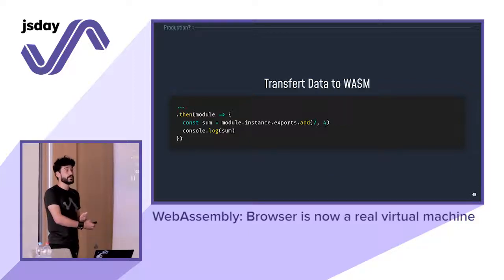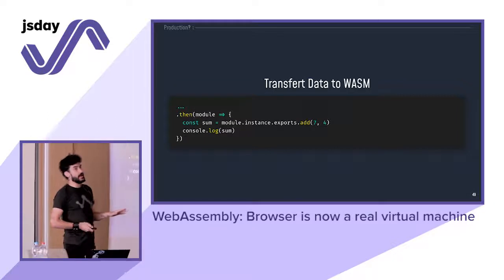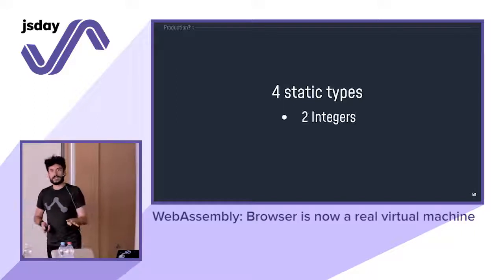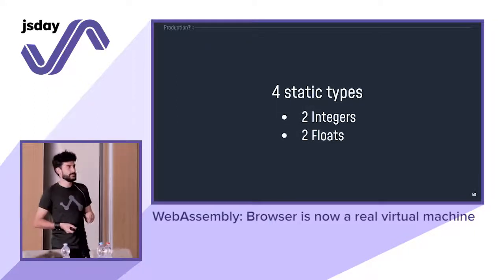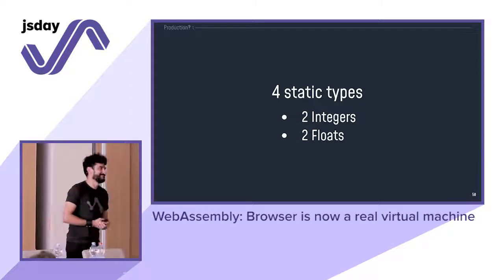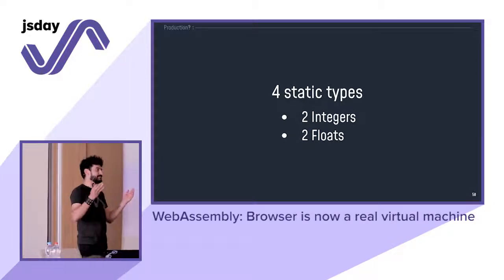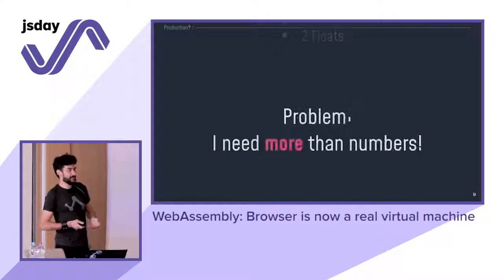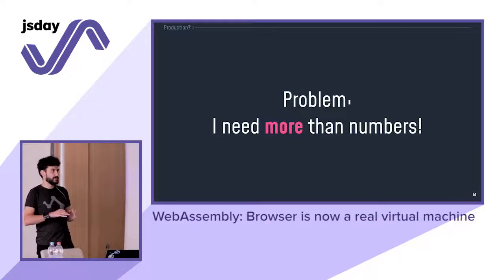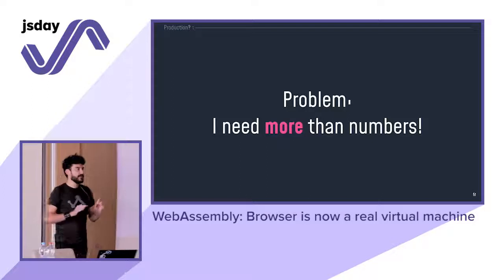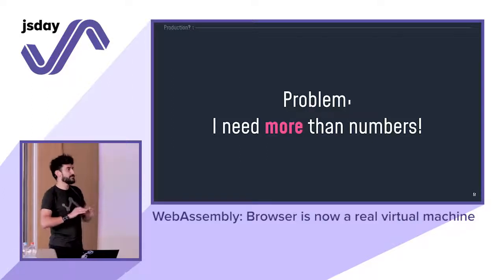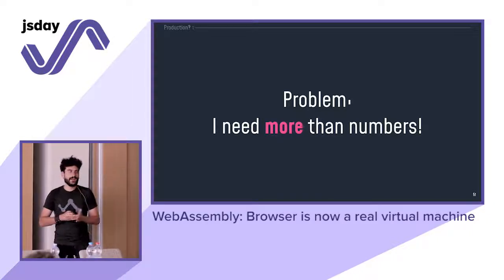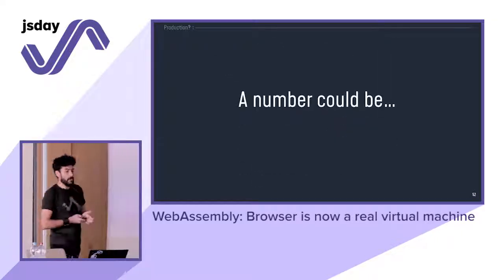OK? Right. So WebAssembly has 4 static types available, 2 integers and 2 floats. And that's all. If you're doing math computation, this is really good. If not, we've got a problem, because we need more than just numbers. But a number can be really more than just a number. It can be an 8-byte element, or it can be a memory pointer.